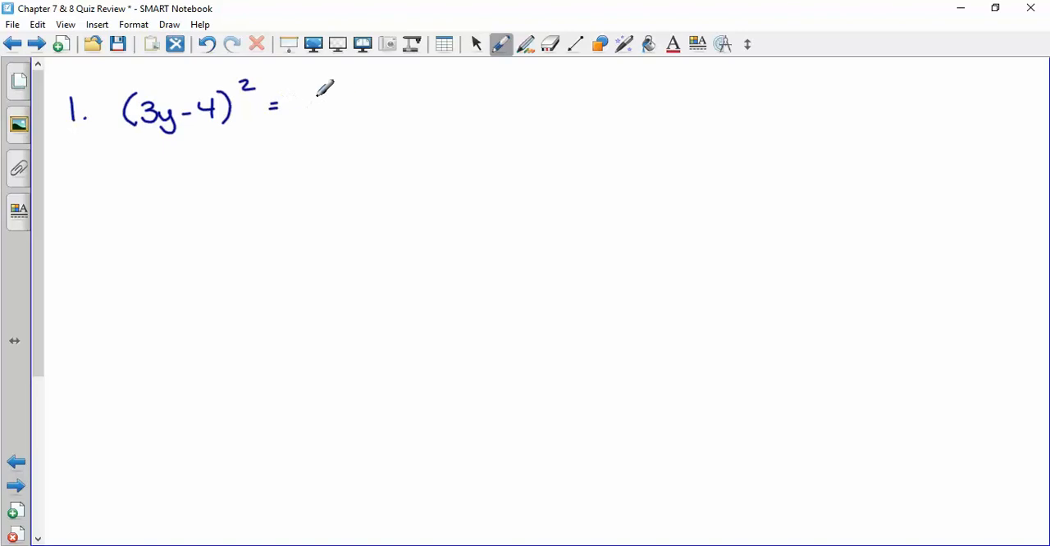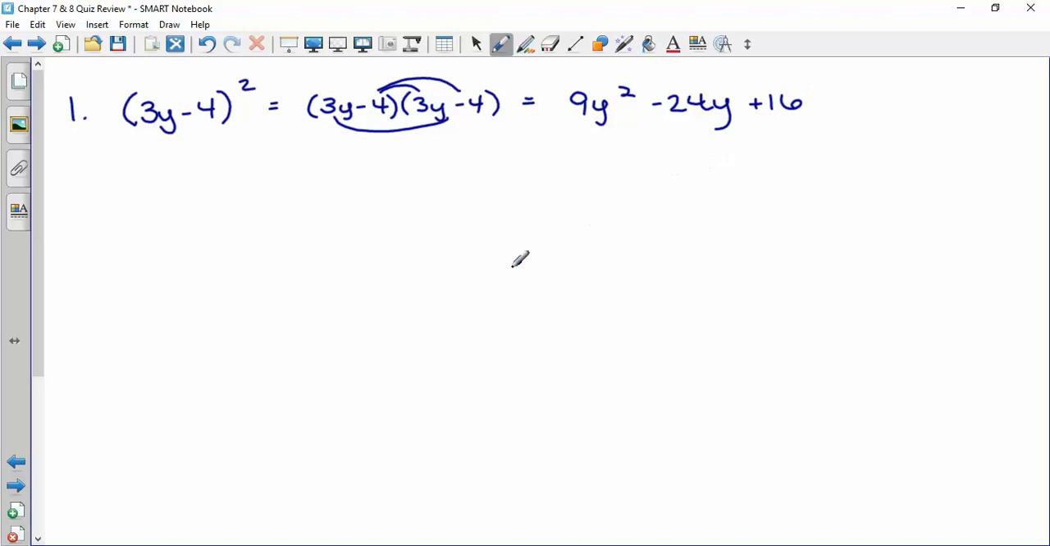That square just means there are two of these. So we can write it twice. We can either do the product rule right here, or we could just FOIL. It would probably be easier just to FOIL. So if I did that, 3y times 3y is 9y squared, minus 12y minus 12y, so minus 24y, plus 16. So I haven't done my derivative yet, I've just been simplifying. But now this is something that we can very easily do the derivative of.